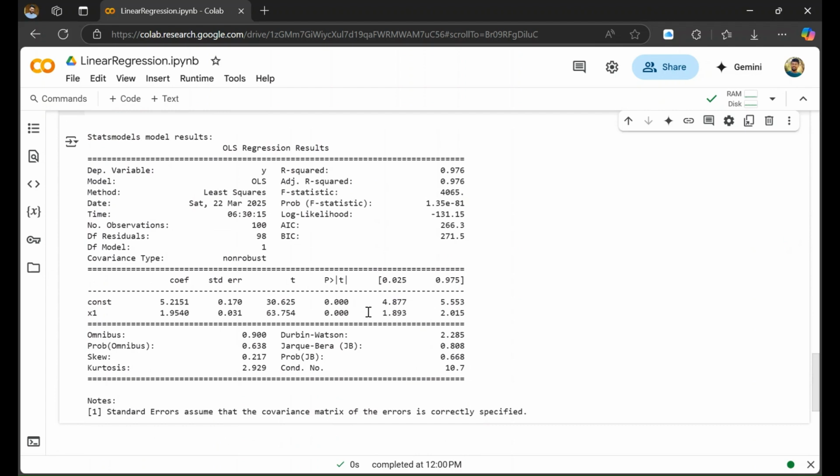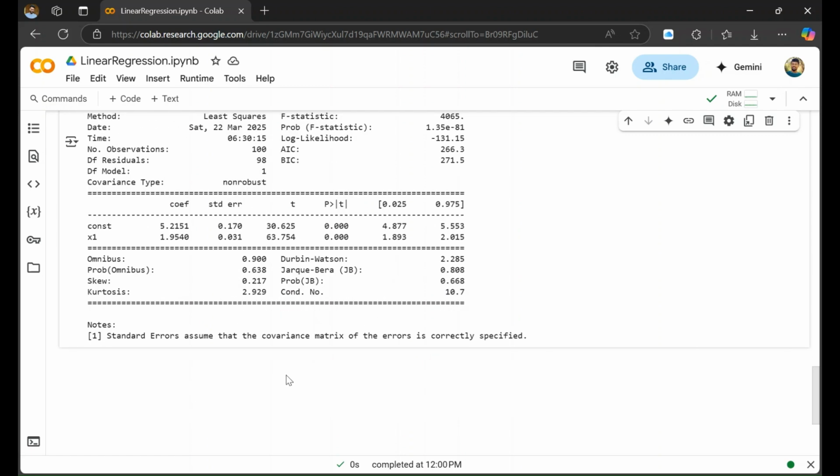So this is the output. Dependent variable y, model OLS, method least squares, the date, time, observations, degrees of freedom, residuals, model, covariance, R square, adjusted R square, F statistic, probability, log likelihood, AIC, BIC. All the other stats are there.